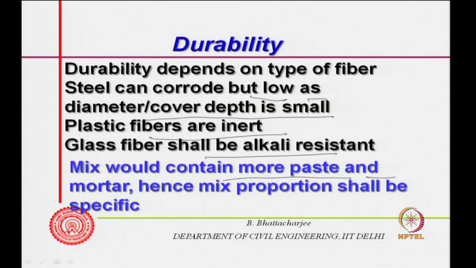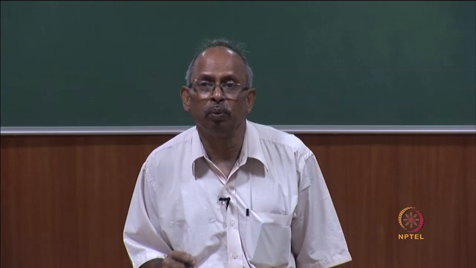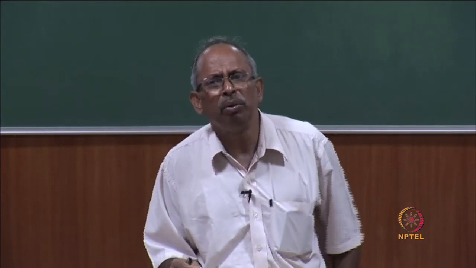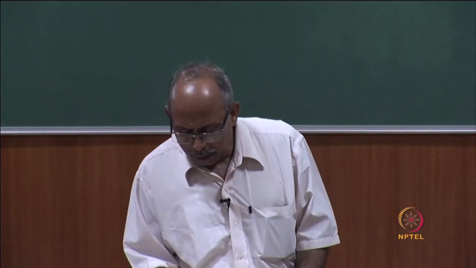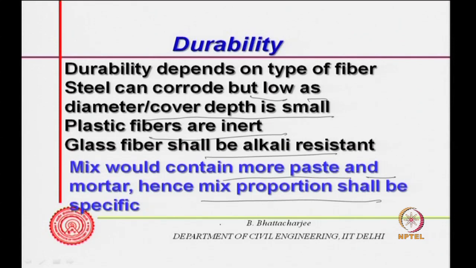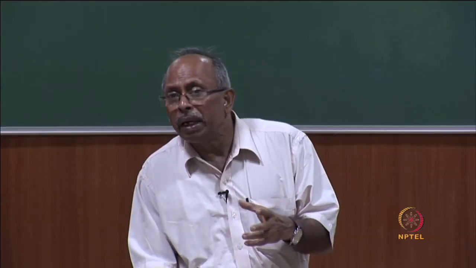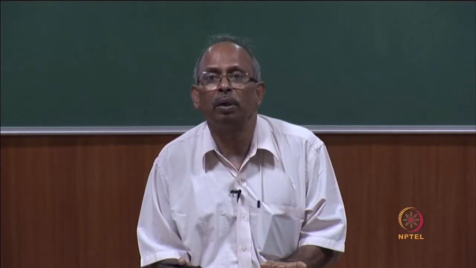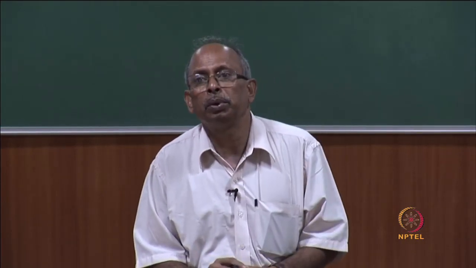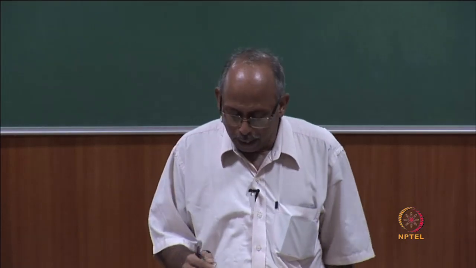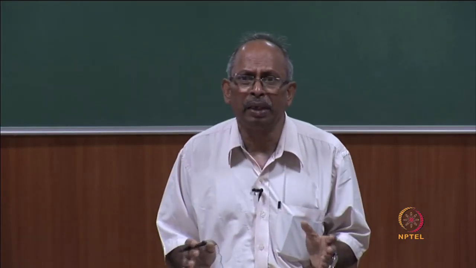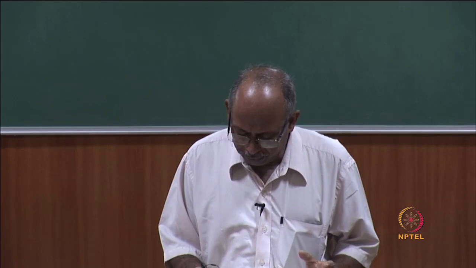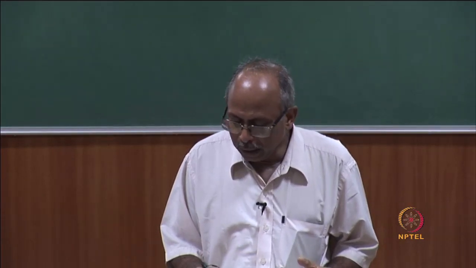It should contain more paste, about 70% mortar and 30% aggregate is a good proportion. So you require more paste and mortar, and hence the mix proportion should be specific. Many times people do a mix proportion for concrete to get strength and then put fiber in, and this will not work. You have to have specific mix proportioning for this purpose, and thus we have understood fiber concrete in a nutshell. Let us look at another concrete.